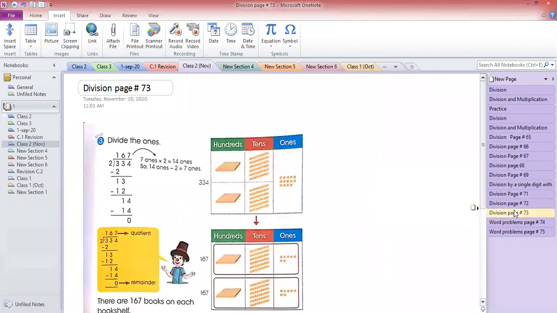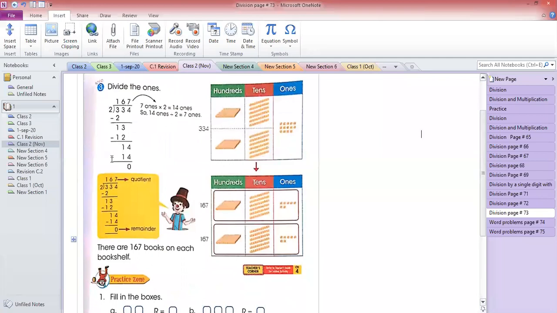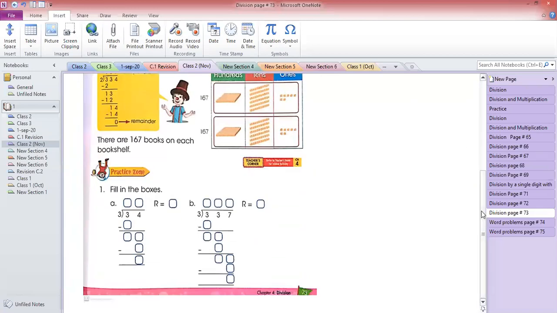On page number 73, this is the same which we did. So you know very well that this is the quotient. Your answer is a quotient, and this is your remainder. Okay. This is the quotient now, guys. You have to solve it, and you have to fill these boxes, and you have to write the remainder also.